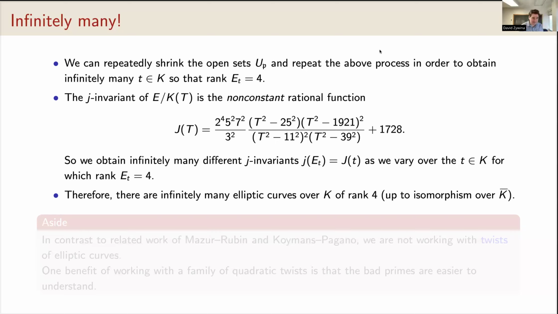And now what's nice about this family is it's non-isotrivial. So its j-invariant is a non-constant rational function. And in particular, it can only take a certain value finitely often, since its fibers are finite. So we have this infinite supply of T's for which we have E_T of rank 4. We plug them into this j function, and we get infinitely many different values. So what this produces is infinitely many elliptic curves of rank 4 with different j-invariants. And of course, the j-invariant determines the elliptic curve up to isomorphism over K bar. So these are legitimately different elliptic curves we're constructing.